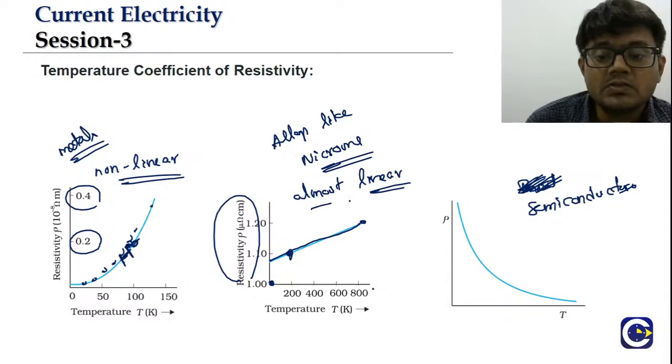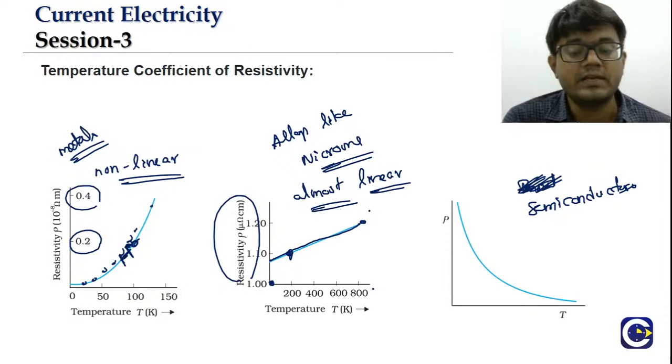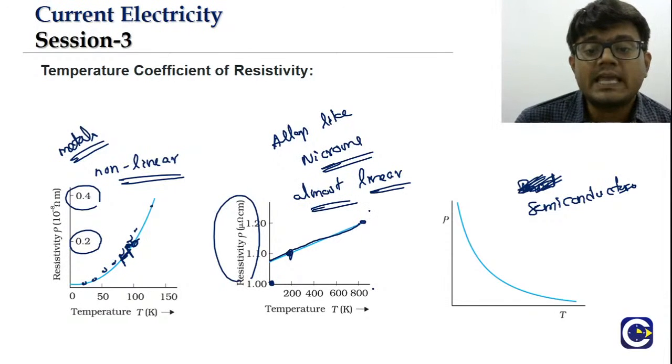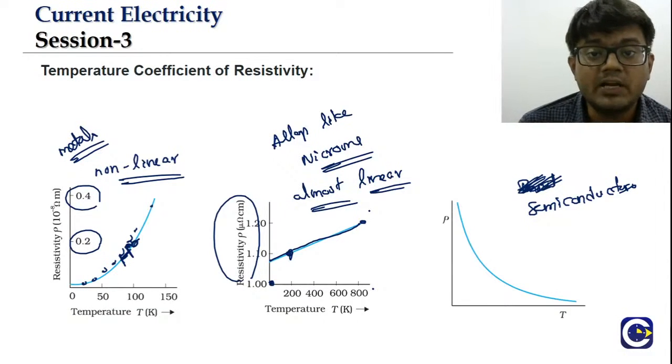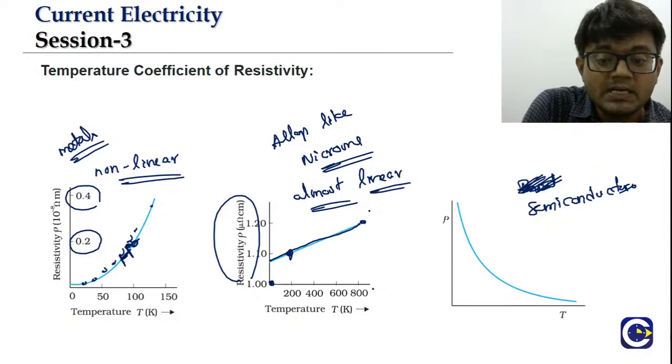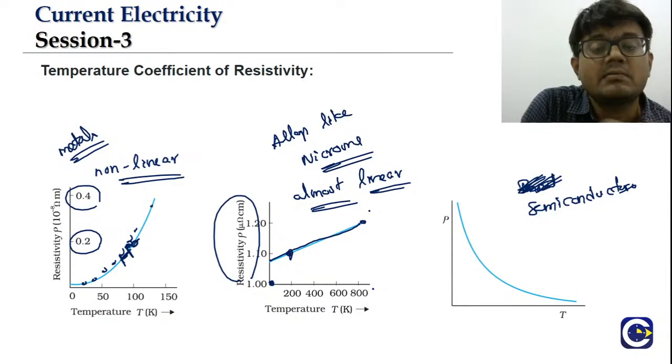Okay, so certain alloys, because of the way these alloys are formed, have certain characteristic features. The resistivity value might almost remain constant, but it will be changing. But what will that relation be like? It will be like a linear relation.